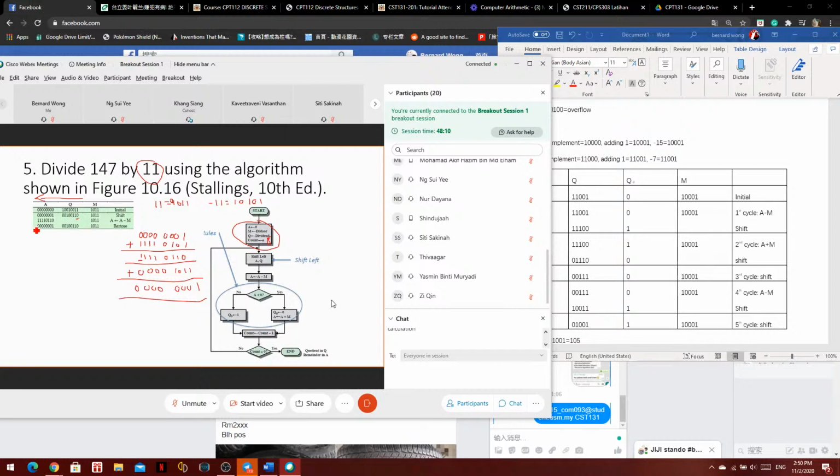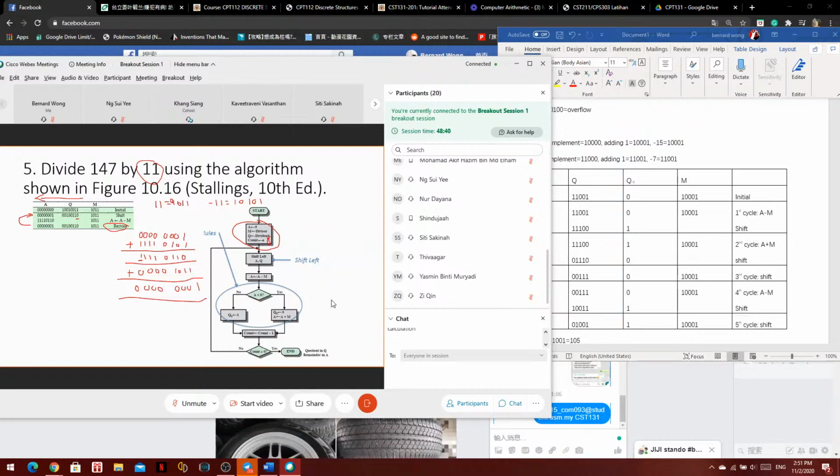You can see that after I do this, it's actually equal to this one. This one equals this one. So here it's called restore, which means that actually you don't need to do the calculation. You just need to restore, because you already know that when you do A minus M, it will go back, it will restore back to the original answer. Okay?